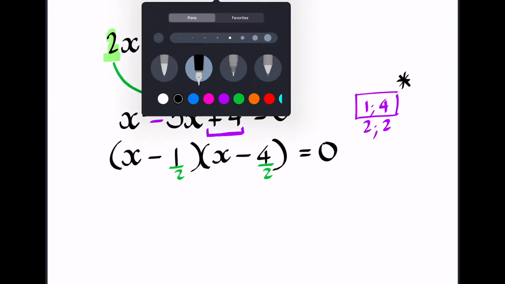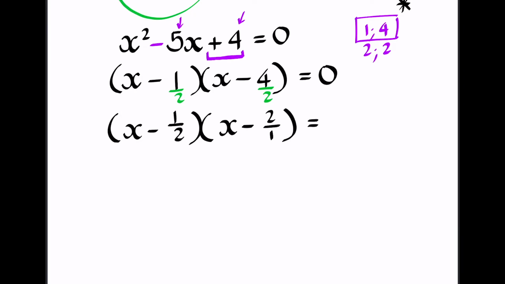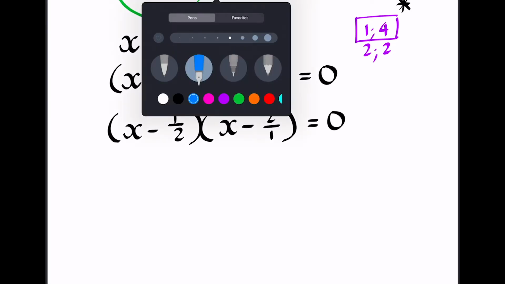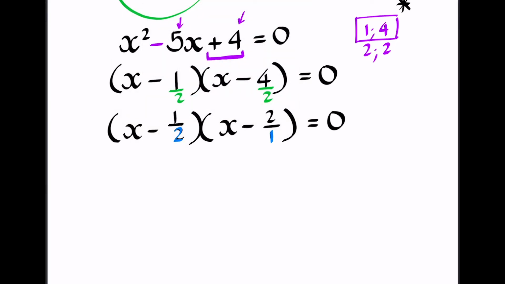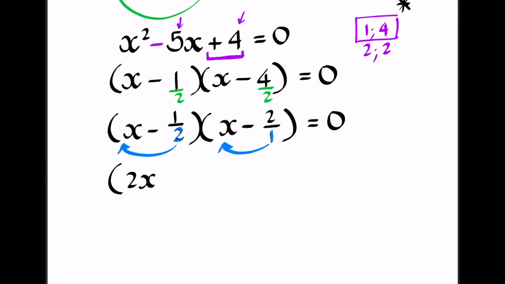Now I'm going to quickly simplify these 2 brackets. So I have x minus 1 divided by 2, which is a half into x minus, and 4 divided by 2 is 2, but I'm going to keep it as a fraction. So I'm just going to say 2 over 1. And then I just do my final step. That final step is taking this denominator and putting it to the front of each of the brackets. So now I'll have 2x minus 1, x minus 2 equals 0. So now I've factorized it.